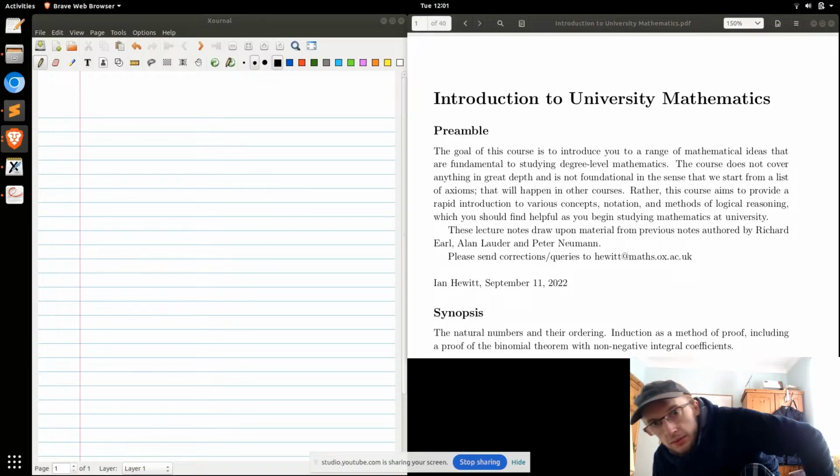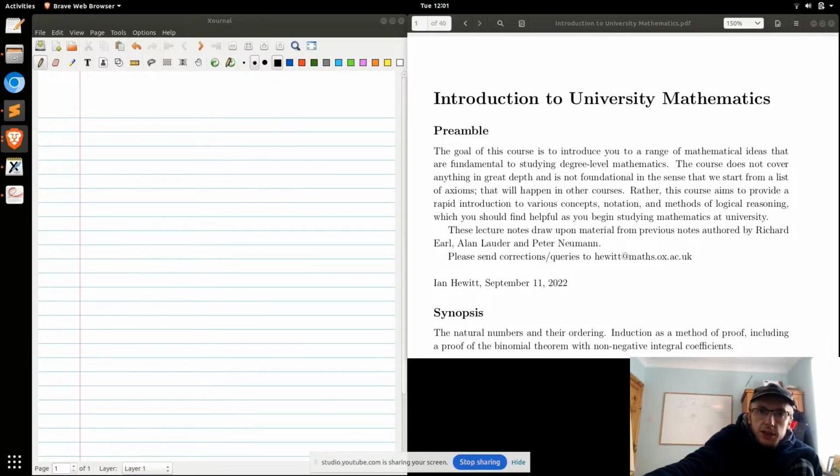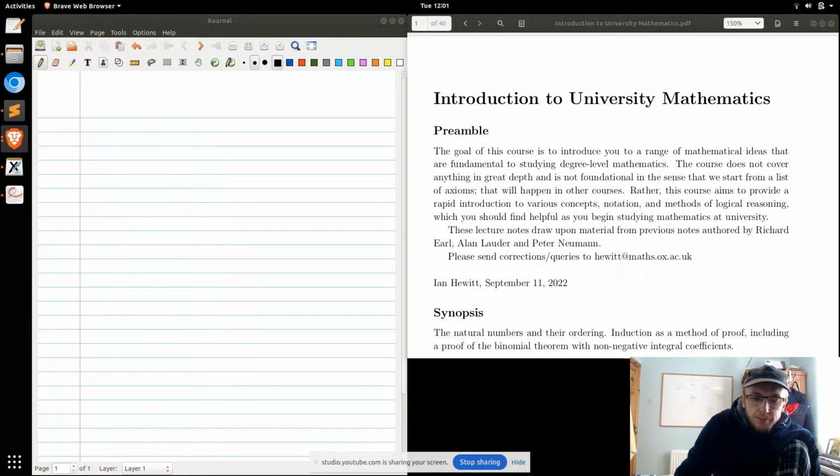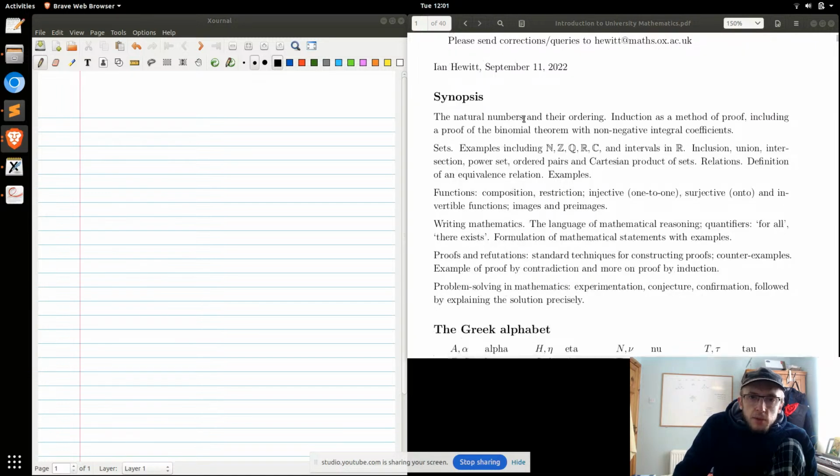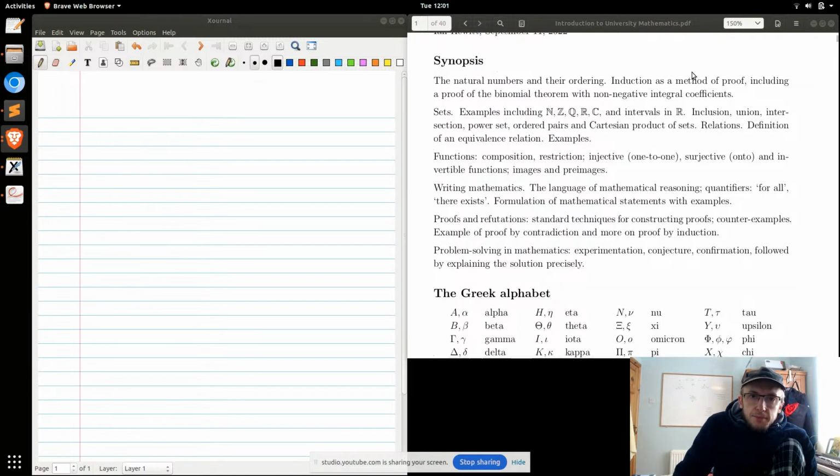Okay, so I'm going to look at this introduction to university mathematics. And, why am I looking at this? Because the rule is I can look at whatever I want as long as it's new and worthy, whatever that means. Anyway, so introduction to university mathematics. Skip the preamble, go to the synopsis.